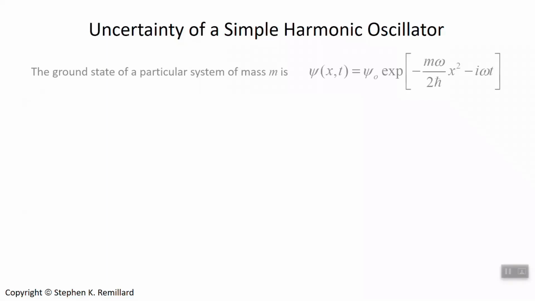There's a lot that can be learned about a quantum mechanical system by inspecting the wave function. So here's one to start with. We have all of the trappings of a wave function here. We have an amplitude, psi sub 0. We have a special function, exponential. There are two terms in the exponential.